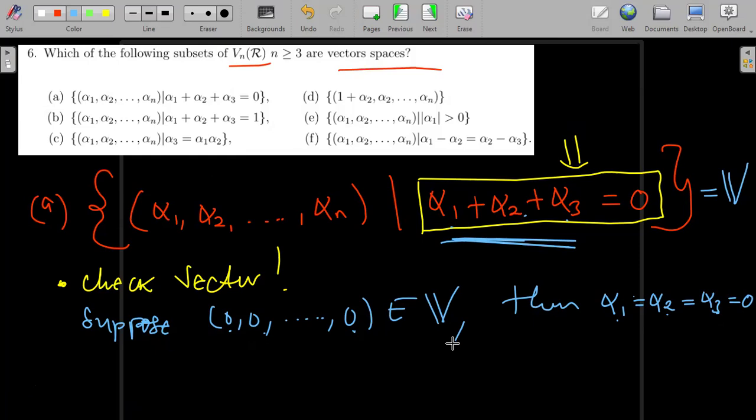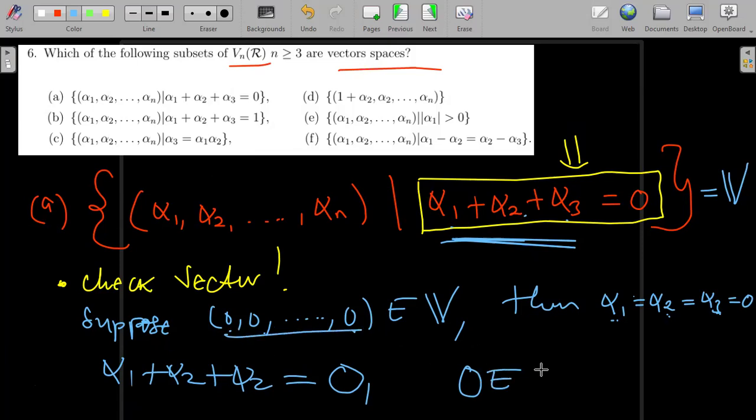So if alpha 1 is 0, alpha 2 is 0, alpha 3 is 0, is this condition satisfied? We see that alpha 1 plus alpha 2 plus alpha 3 will indeed be 0, because this one is 0, this one is 0, this one is 0. If we add them, they're all going to give us 0. So this will mean that the 0 vector, which is given by this, is a member of the space. So we have proved 1 property.